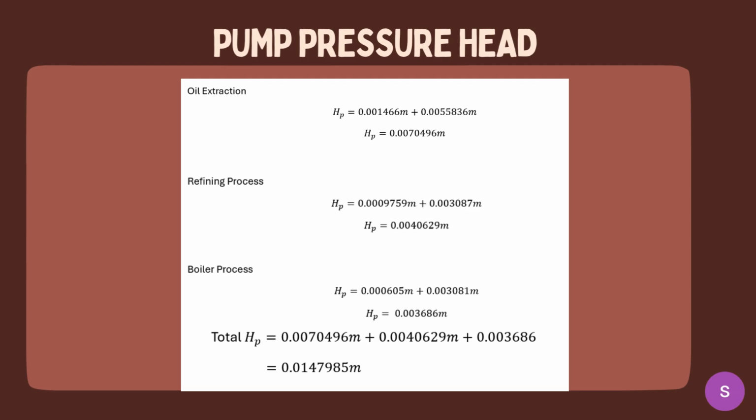The total is 0.00400629 meter. And lastly, for the boiler process, the delta H major is 0.000605 meter plus 0.003081 meter, which is its delta H minor, and the total is 0.003686 meter. Then we total up all of them, extraction, refining process, and boiler process, and the answer is 0.01478985 meter.